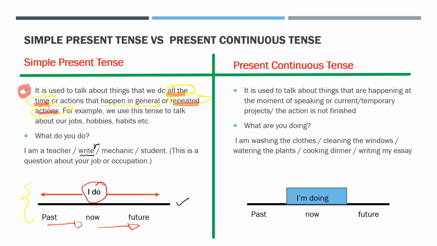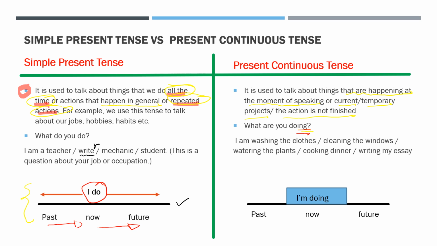Okay, clear? Now we go to the next one, present continuous tense. It is used to talk about things that are happening at the moment of speaking, or current temporary projects, and the action is not yet finished. Those are the keywords, all right? For example, we can ask, what are you doing? Note the ing form. Highlight that, ing form. I am washing the clothes.